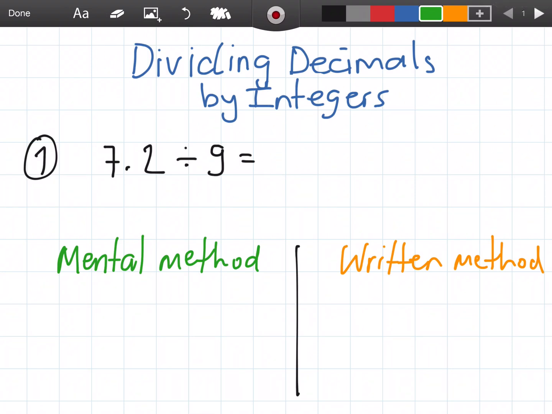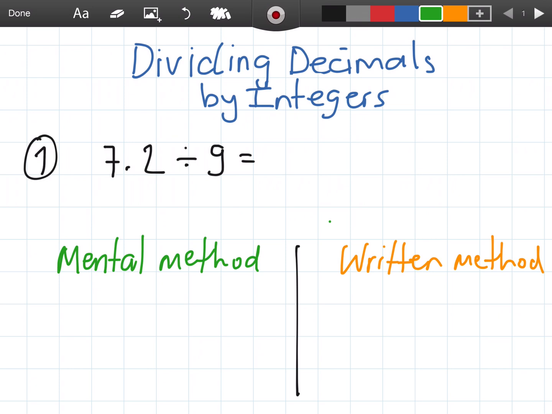In today's lesson, we will learn to divide decimals by integers, or divide decimal numbers by whole numbers, such as in this first example, 7.2 divided by 9. A question such as this we can either work out using a mental method, or we can use a formal written method. We'll look at both to confirm our answer.